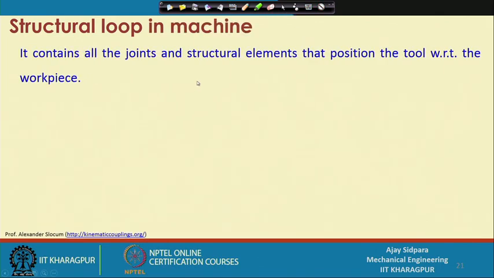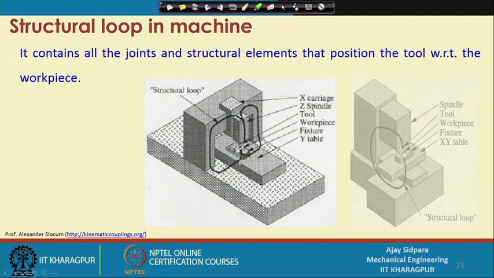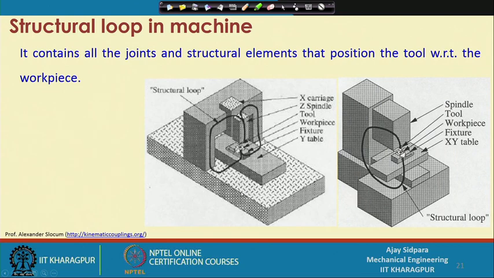So, what is the structural loop in the joint in the machine? It contains all the joints and structural elements that position the tool with respect to the workpiece. Now, these are the two configurations that we have seen in the earlier slide: this particular one was the vertical machining center, and we have also understood what the C construction is. So, here this is the C construction, because this particular thing is considered a C type of structure, and here we have a 2 loop, because this column is taking care of the balancing of the Z axis. So, that is why it is called the structural loop.